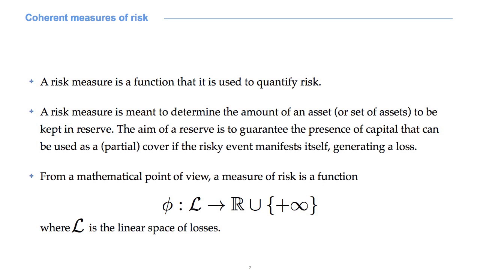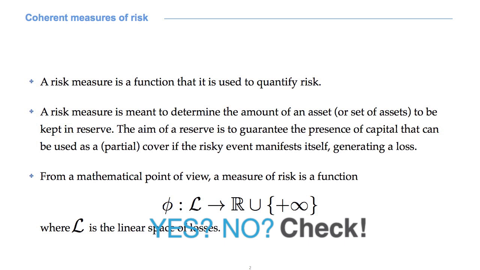Dear all, welcome back. In this class, we will discuss one of the main drawbacks of value at risk, that is to say, the fact that VaR, as a measure of risk, is often not coherent. But what does that mean? In general terms, a risk measure is a function that is used to quantify risk. It is meant to determine the amount of an asset, say money, to be kept in reserve. The aim of a reserve is to guarantee the presence of capital that can be used as a partial cover if the risk event manifests itself, generating a loss.